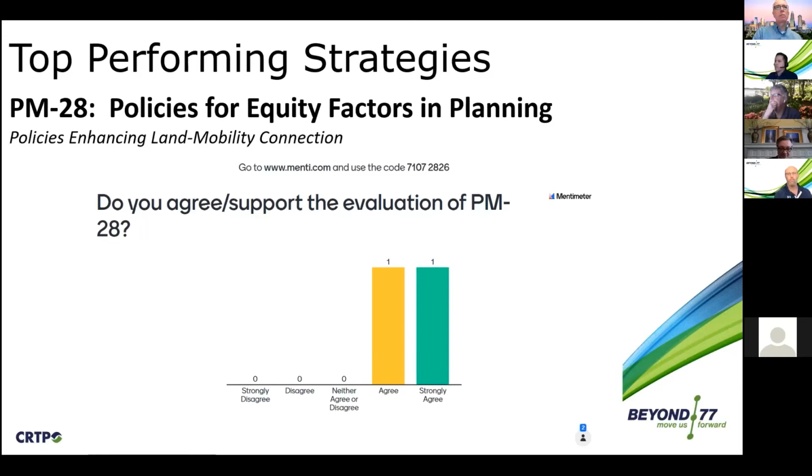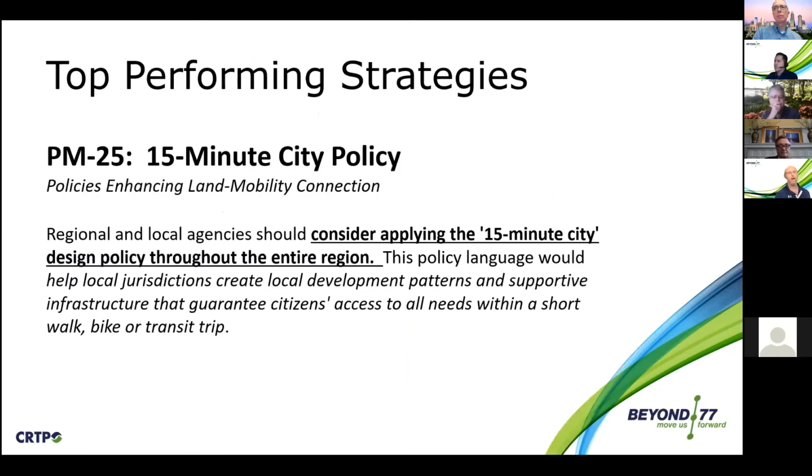All right, moving on to the next one. This is policy item number 25 as a part of the list. This is the 15-minute city policy underneath the category of policies enhancing land mobility connection. And this is recommending that regional and local agencies should consider applying the 15-minute city design policy throughout the entire region. This policy language would help local jurisdictions create local development patterns and supportive infrastructure that guarantees citizens access to all needs within a short walk, bike, or transit trip.